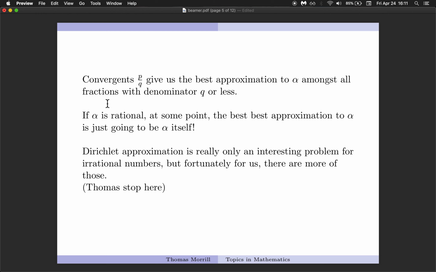There's no reason to approximate, let's say, 230 on 17 with a denominator of 1,000, because you already have it completely defined when you're dividing by 17. There's no reason to approximate it any further. So this type of theory is really only an interesting question for irrational numbers, but as I was saying before, there are more of those than there are of rational numbers.